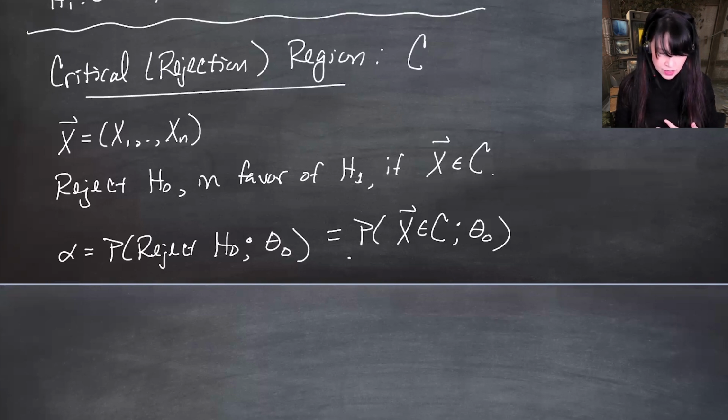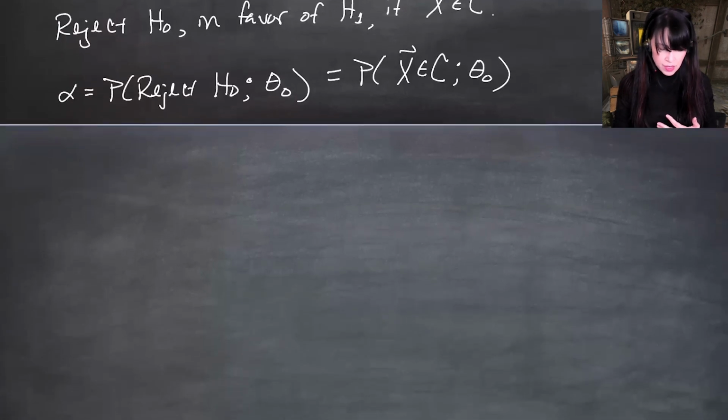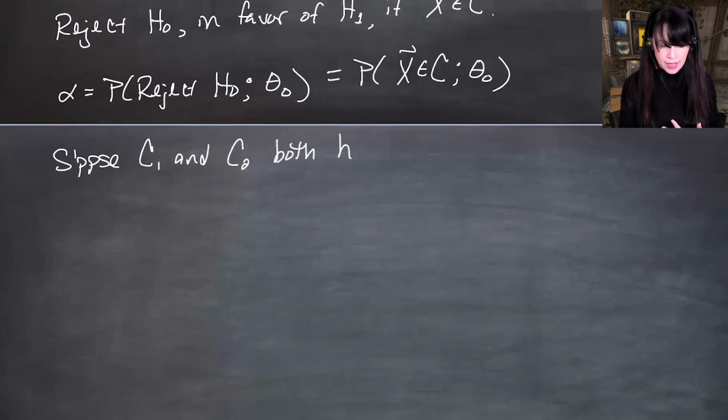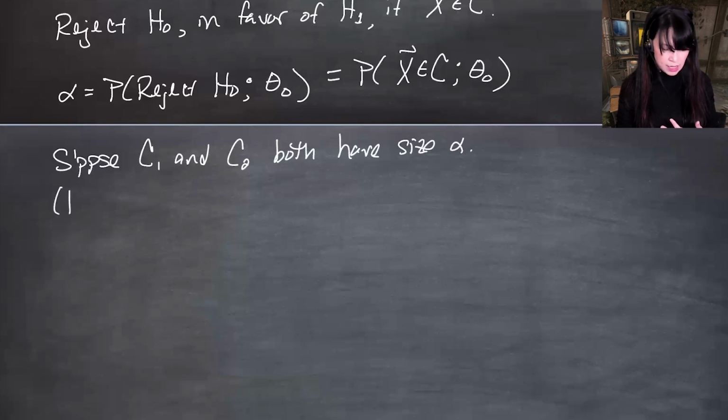Okay. What else do we need to know before we can get going here? Oh, yeah. Suppose that C1 and C2 both have size alpha, and we are still talking about the simple versus simple hypotheses.